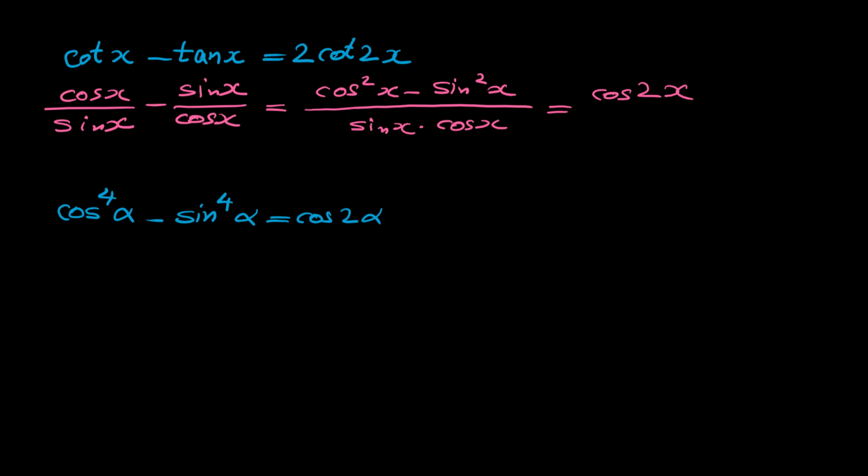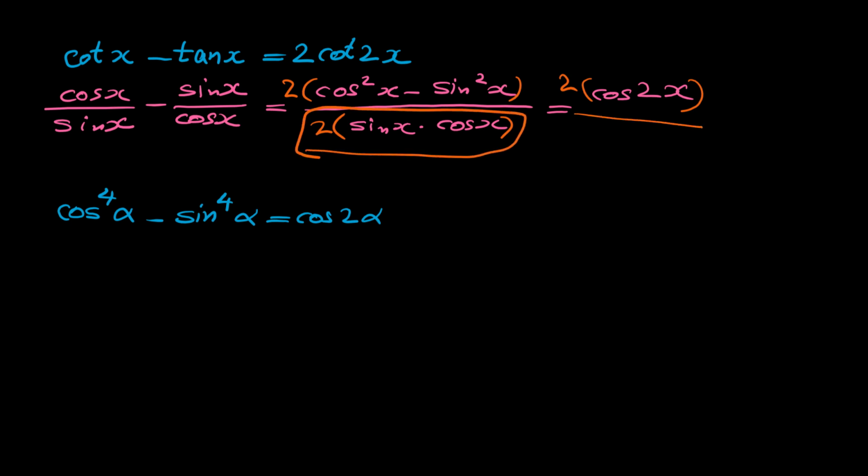for simplifying this expression. Once, let's suppose we multiply the numerator and denominator by a 2. So a 2 here, a 2 here. So for the numerator we have 2 here. And for the denominator, now we can substitute all of this with sine of 2x. And this equals 2 cosine of 2x over sine of 2x.